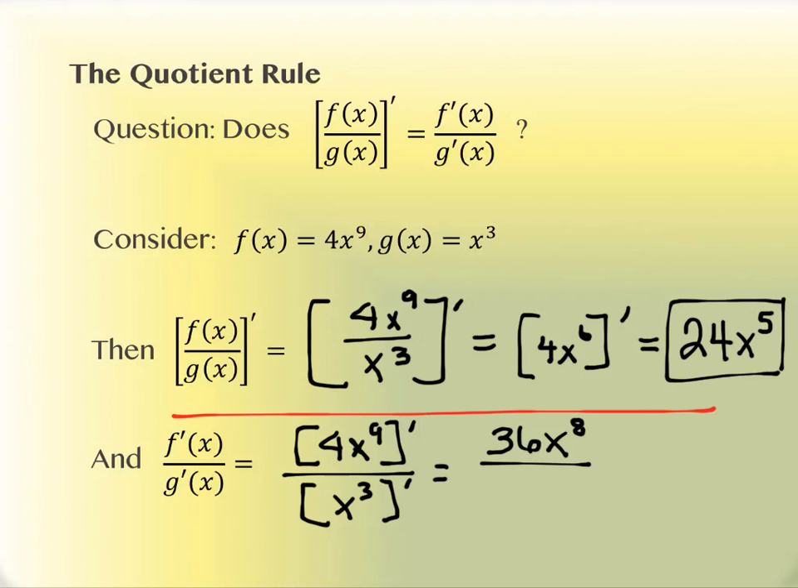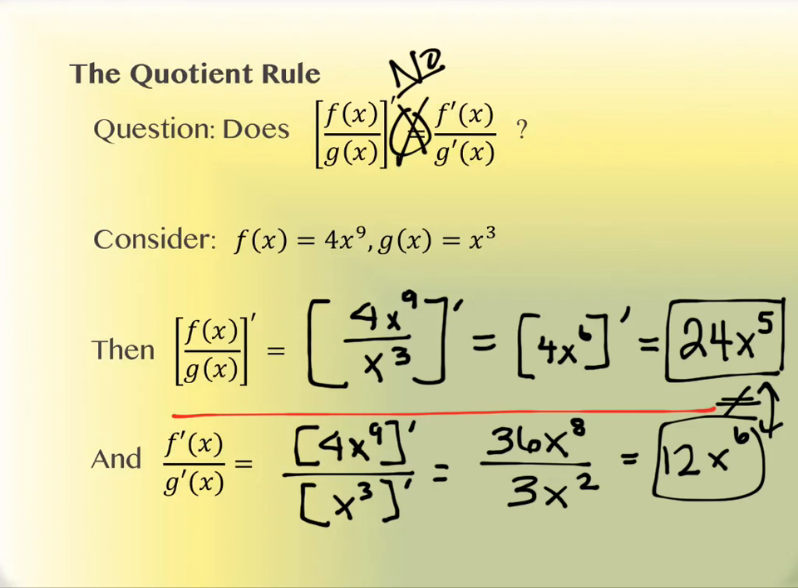And then what's the derivative of x cubed? Good, 3x squared. So now we're going to simplify this one after the fact. So the 36 and the 3 become a 12. And the x to the 8th over the x squared becomes x to the 6th. This one's 6. Subtract the exponents, right? Yeah. And what happened? They're not equal. This is not the same as this one. Not equal.